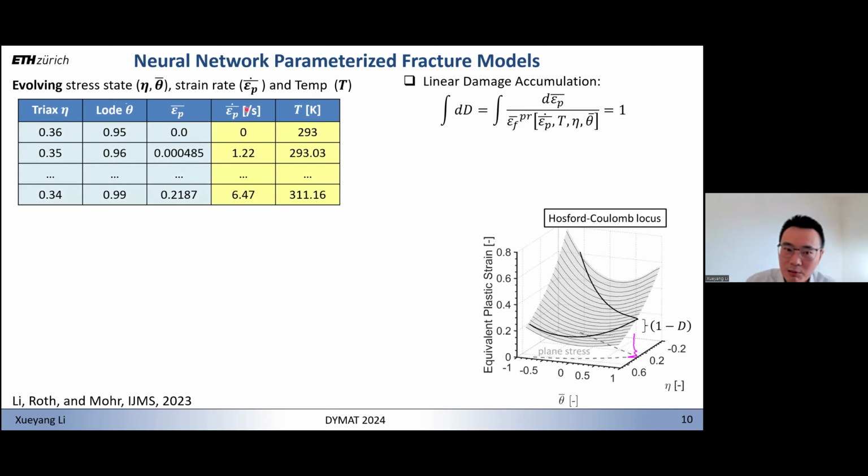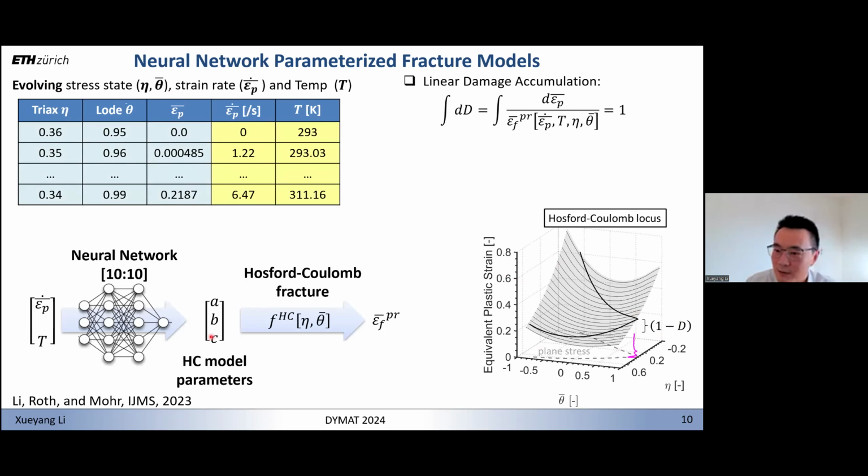In this case, we can employ another neural network. This neural network will deal with the rest of the 2 dimensions. The neural network will take the strain rate and temperature as input and export the Hosford-Coulomb model parameters at this specific strain rate and temperature. The Hosford-Coulomb model, the analytical model, would then take these model parameters and predict the fracture strain at this strain rate and temperature under proportional loading.